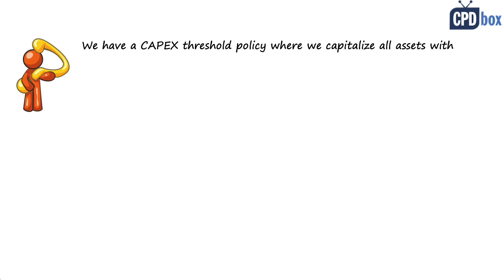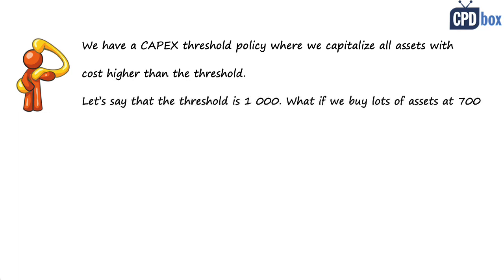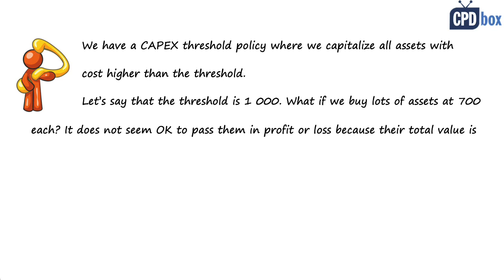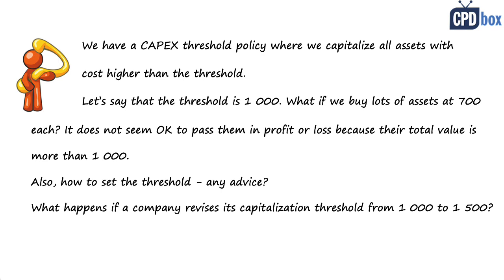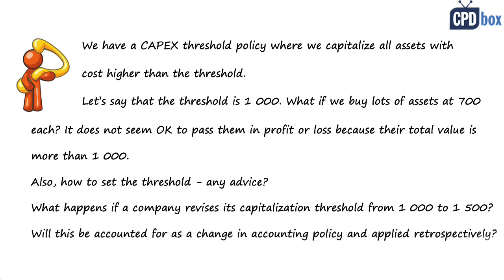We have a CAPEX threshold policy where we capitalize all assets with costs higher than the threshold. Let's say that the threshold is 1,000 currency units. What if we buy lots of assets at 700 each? It does not seem okay to pass them in profit or loss because their total value is more than 1,000. And also, how to set the threshold? Any advice? What happens if a company revises its capitalization threshold from 1,000 to 1,500? Will this be accounted for as a change in accounting policy, and will this be applied retrospectively?